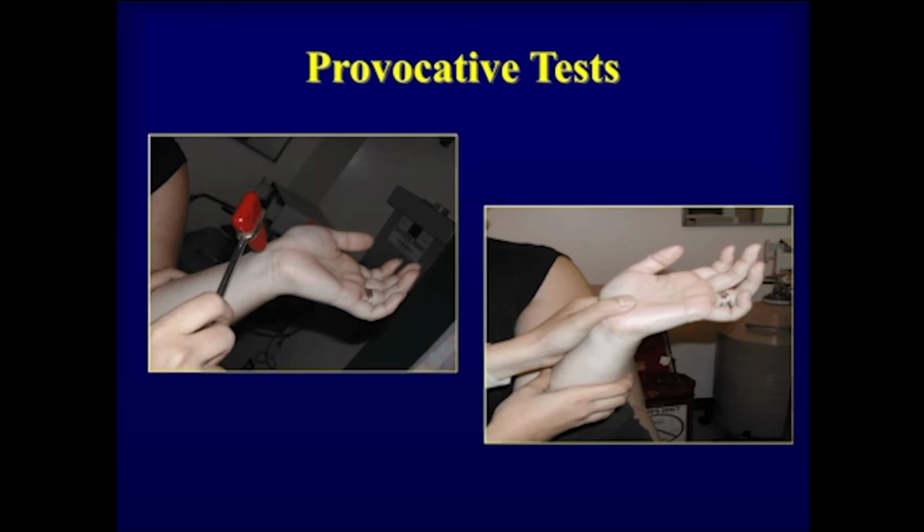There are a number of provocative tests, which I'm sure all my co-speakers will discuss. These provocative tests, I think, are useful for a patient who has episodic symptoms, especially in a situation where the patient presents without symptoms in the examining room, but you can reproduce the symptoms either by percussing over the nerve, which we call a tunnel, or by narrowing the canal, as we're doing here on the right, by putting the wrist into extension and compressing the carpal canal ligament.